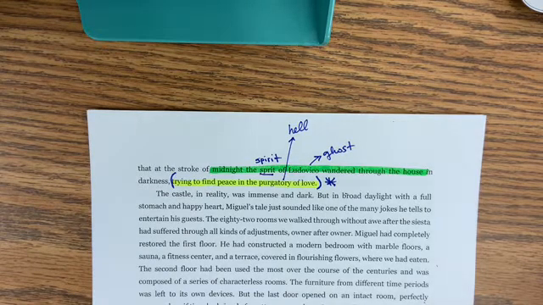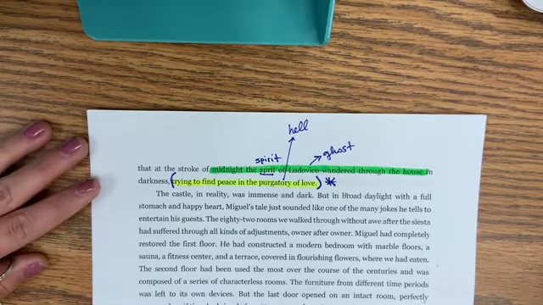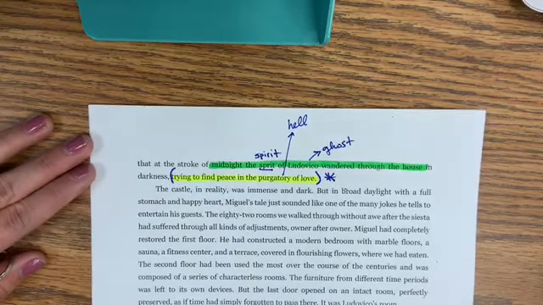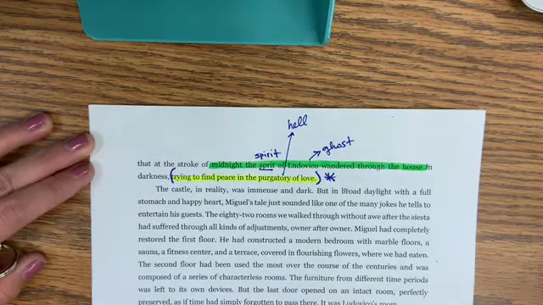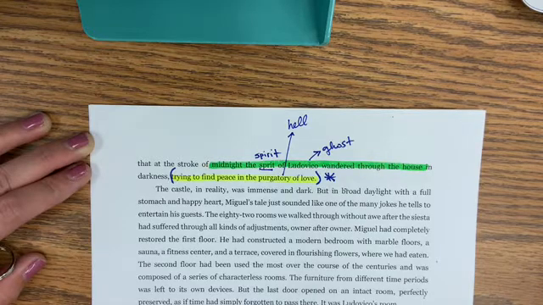All right, now that you've made your inference, and if you haven't, remember you can pause at any time. Let's continue reading. The castle, in reality, was immense and dark. But in broad daylight, with a full stomach and happy heart, Miguel's tale just sounded like one of the many jokes he tells to entertain guests.